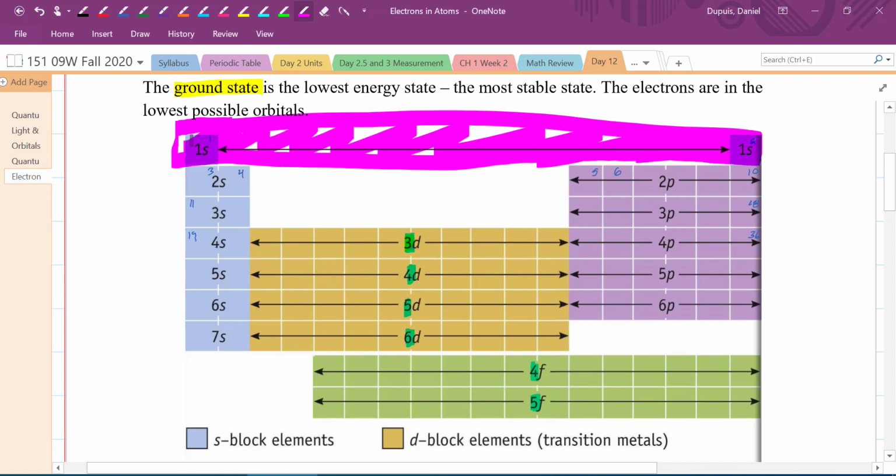I like to color. Not really. I have kids. They color enough. Alright, so 1s.